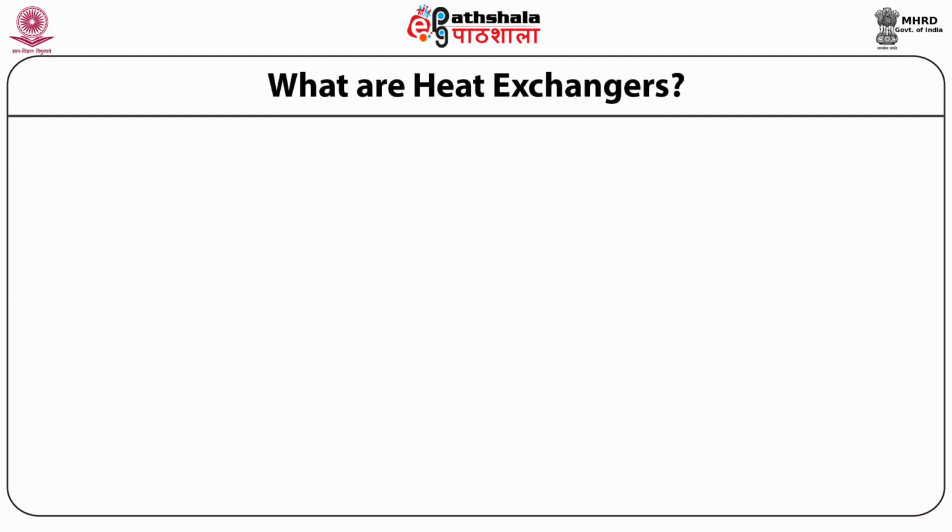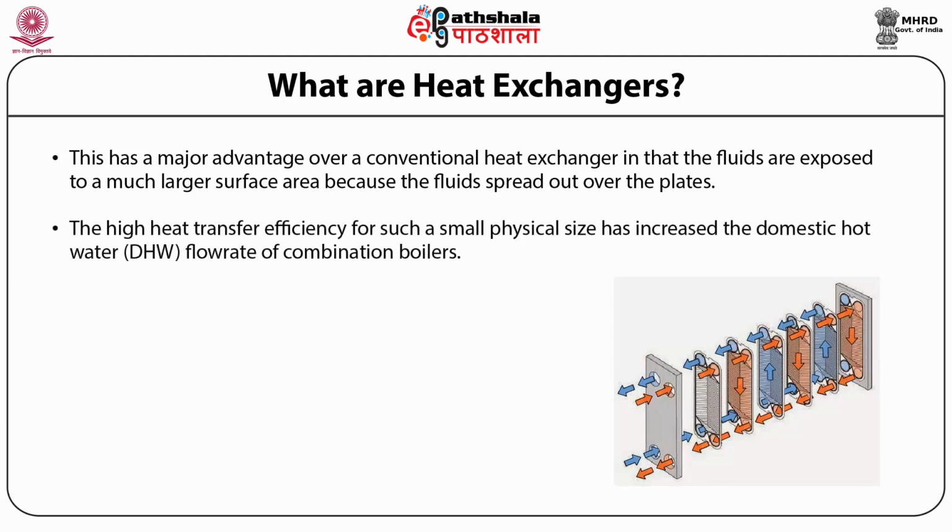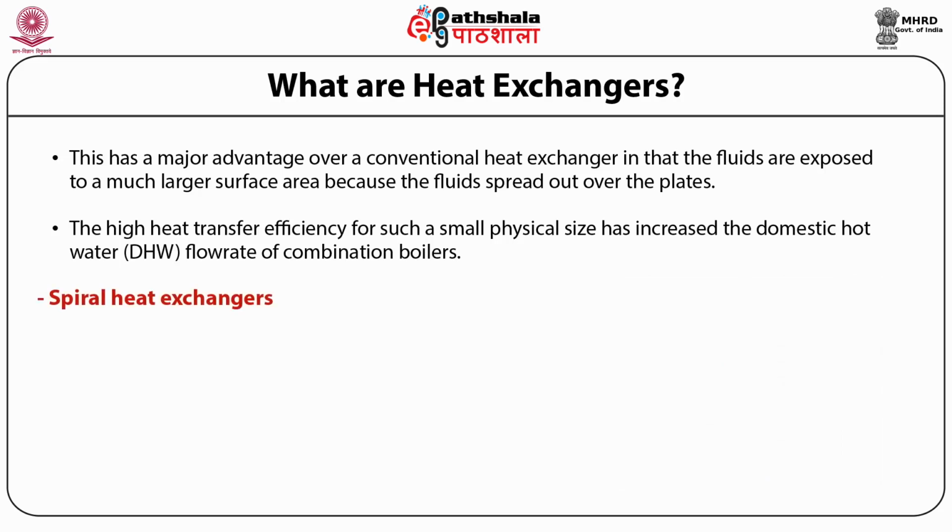In the heat transfer process, this has a major advantage over a conventional heat exchanger in that the fluids are exposed to a much larger surface area because the fluids spread out over the plates. The high heat transfer efficiency for such a small physical size has increased the domestic hot water flow rate of combination boilers. Now let us discuss spiral heat exchangers.